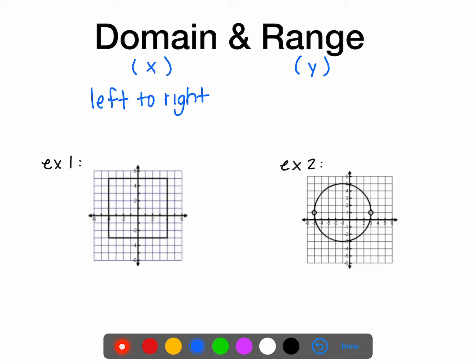If I'm talking about range, I'm going from the bottom to the top of the graph. Because remember, anytime I'm writing my intervals, I always want the smallest number first and then the biggest. So I'm starting with my lowest number and checking out what I have all the way up to my highest number for my range.